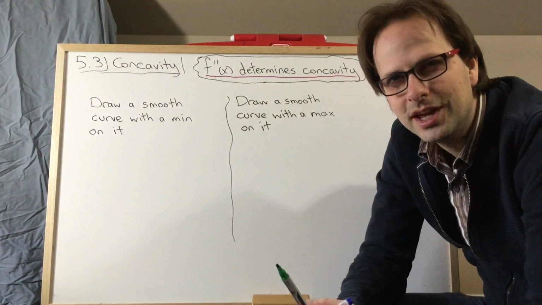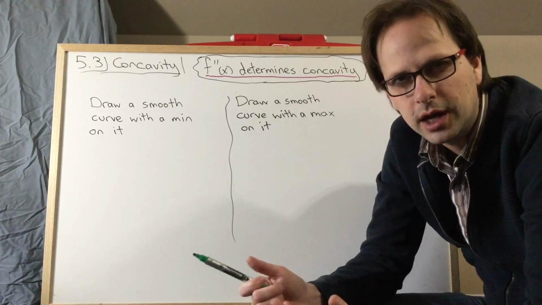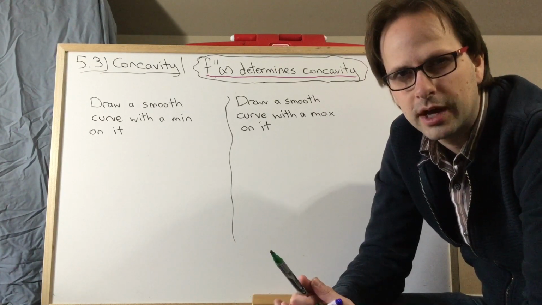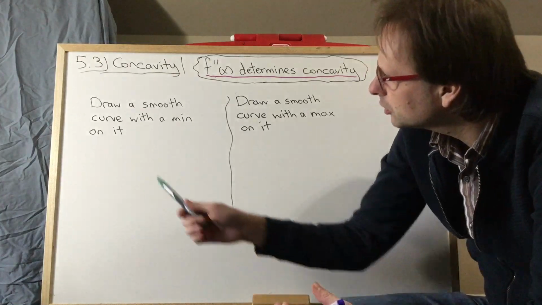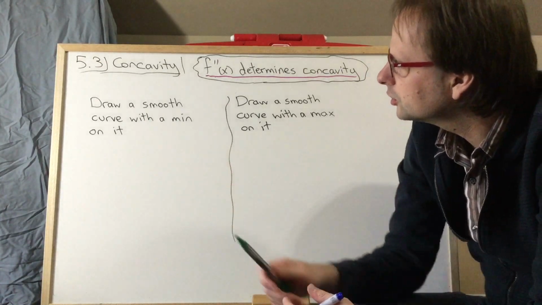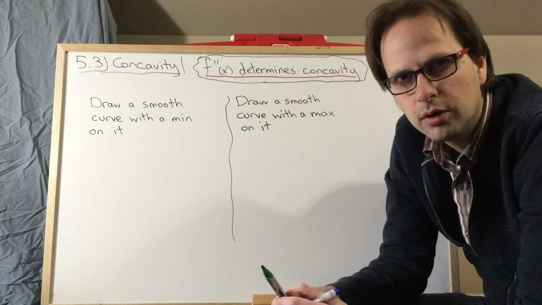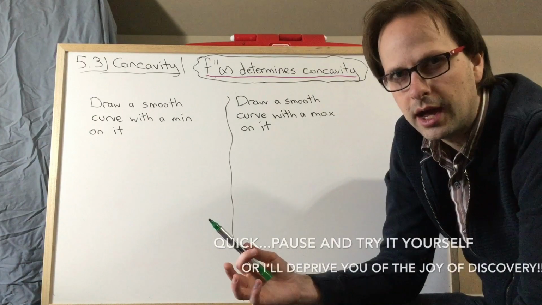Hi folks! Today we're going to look at how the first and second derivatives can combine and give you a good idea of where max and min values are. So to start with, we'll look at a couple of investigations. We're going to draw a smooth curve with a min on it. So you can pull out a piece of paper, pause the video, draw any curve that has that property.